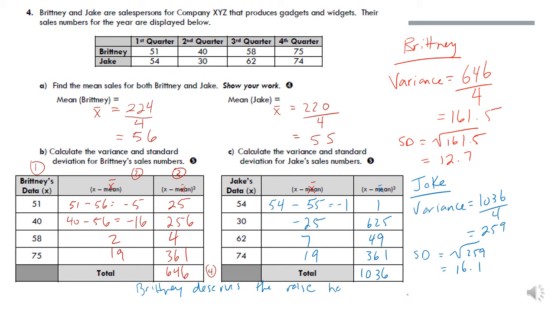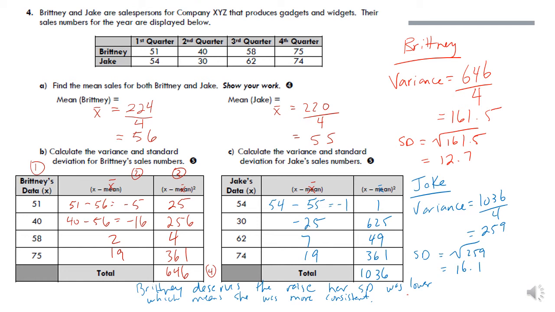So we'll write maybe Brittany deserves the raise or bonus. Her standard deviation was lower, which means she was more consistent. And since their means were almost essentially the same, that works.